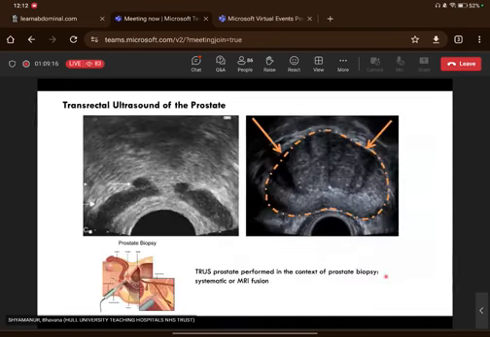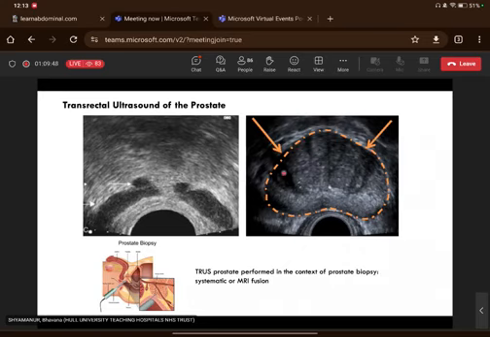This is transrectal ultrasound of the prostate. That's another way to image the prostate, and it's usually done in the context of prostate biopsy. Patients might either have systematic biopsy, where samples, cores, are taken quite structurally from lots of different segments of the prostate, or they might have a fusion biopsy, where a particular lesion that's seen on MR is targeted and fused with the ultrasound images to make sure that it's sampled.